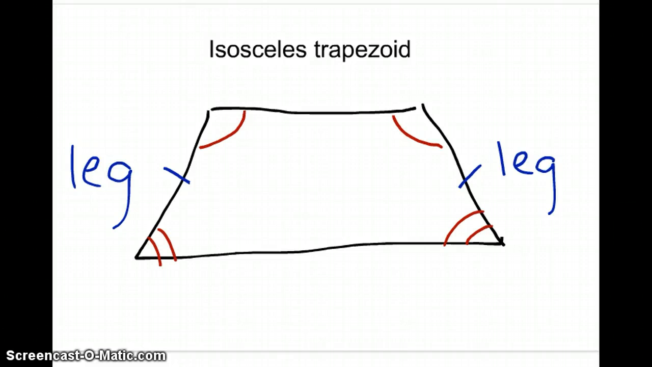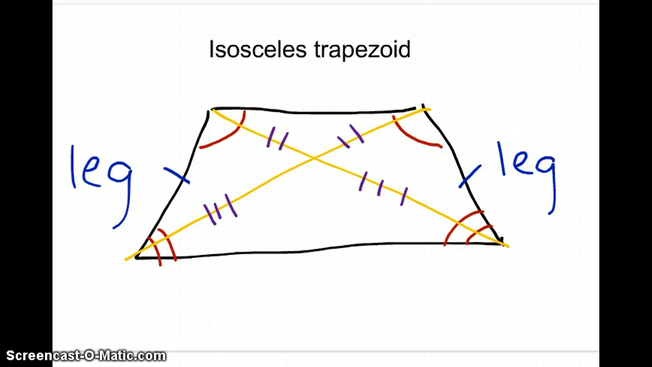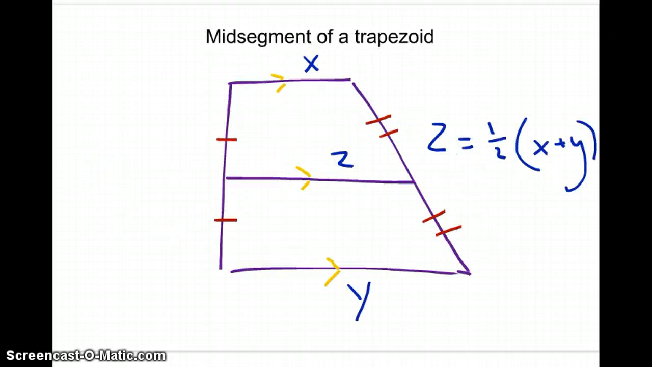If a trapezoid is isosceles, then each pair of base angles is congruent. A trapezoid is isosceles if and only if its diagonals are congruent. The midsegment of a trapezoid is parallel to each base, and its length is one-half the sum of the lengths of the bases. The midsegment of a trapezoid is the segment that connects the midpoints of its legs.